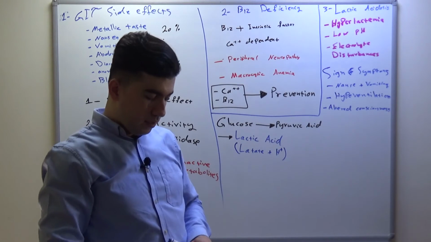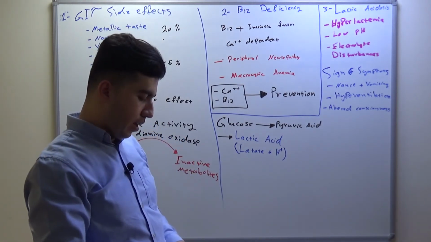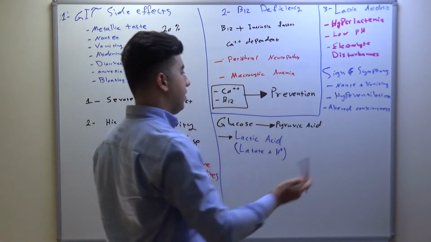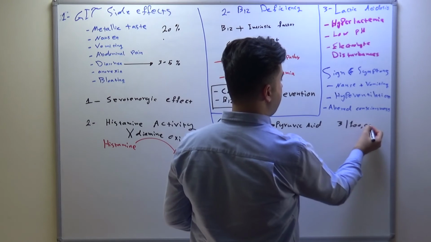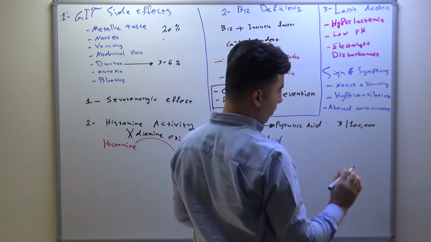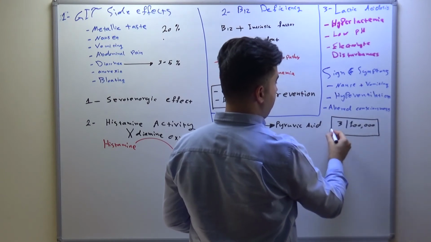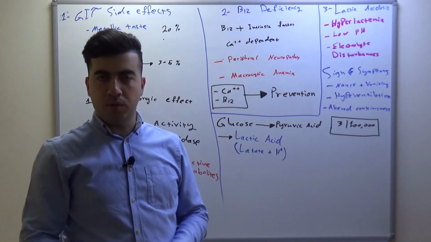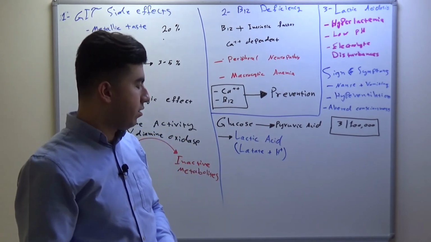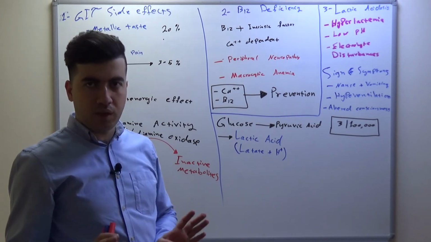So, lactic acidosis is a rare side effect of metformin, usually occurring in about 3 cases per 100,000 patients on metformin. So it's a very, very rare side effect of metformin, but usually fatal. About 50% of the patients with lactic acidosis will die, okay? So it's better to avoid lactic acidosis.